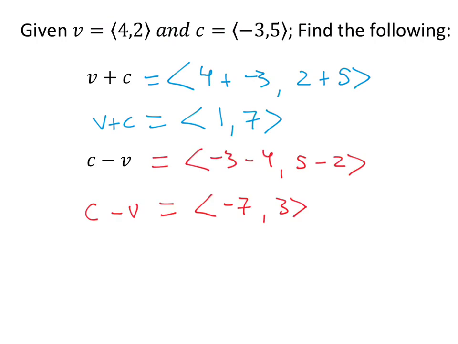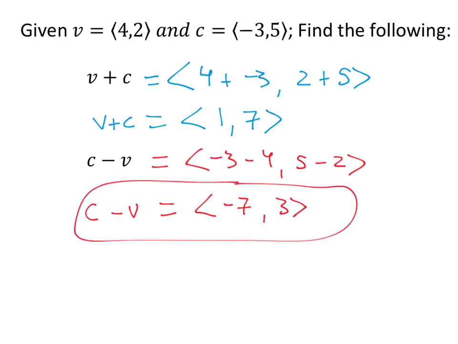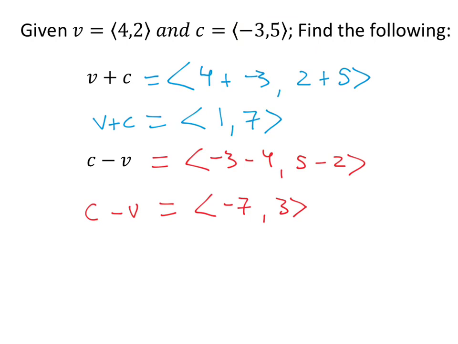Alright, go ahead and check and see how you did. Did you get -7, 3? If you didn't, then something might have gone wrong. Make sure you're doing c minus v. And so that'll be -3 minus 4, and then 5 minus 2. You do have to subtract both components.